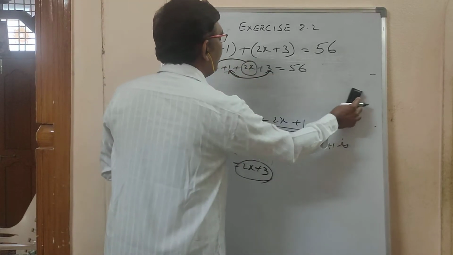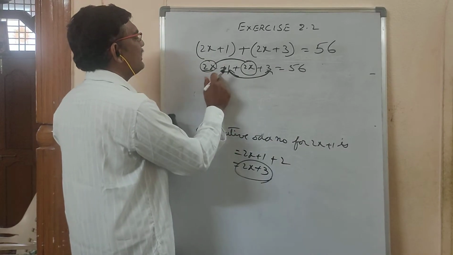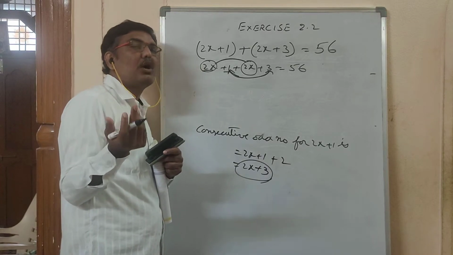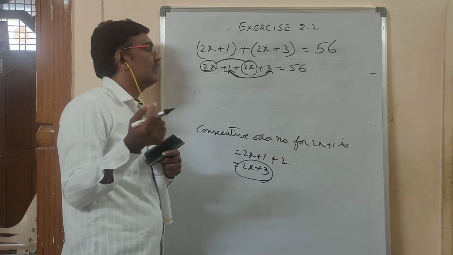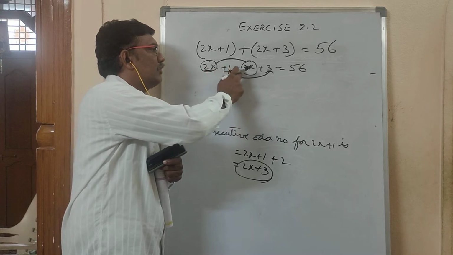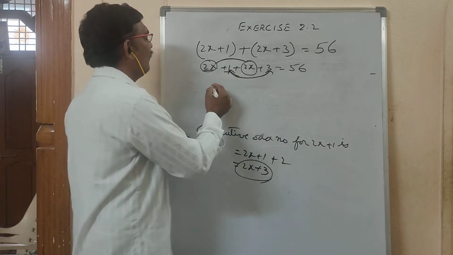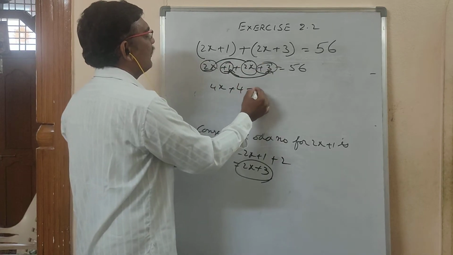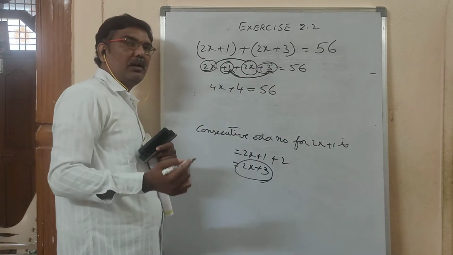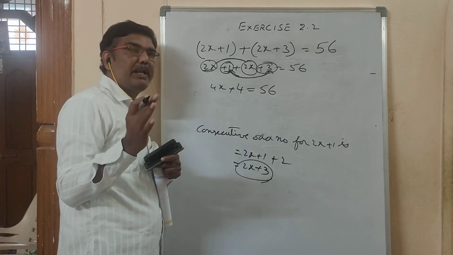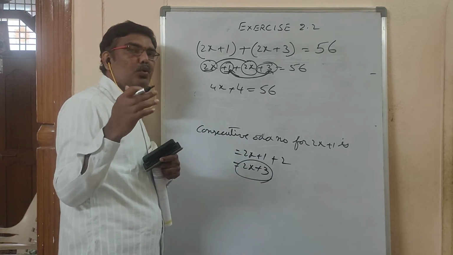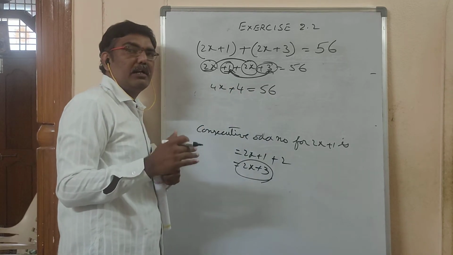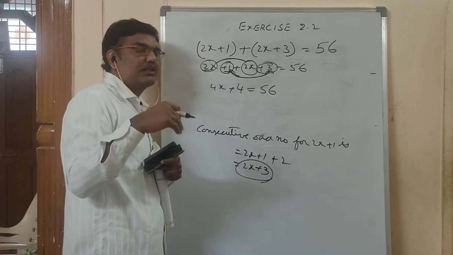So how much you are getting, we'll see here. If you add 2x and 2x, x means don't fear, x is a chocolate. 2x, 2 chocolates. 2 chocolates plus 2 chocolates, how much is it? 4 chocolates. 4x plus 1 plus 3 plus 4 is equal to 56. What I said to you? You have to bring like terms to one side. 56 is a number, 4 is also a number. Numbers to one side, variables to another side.